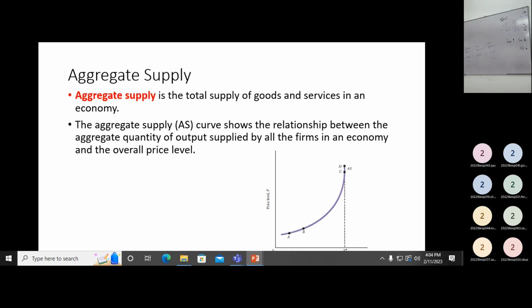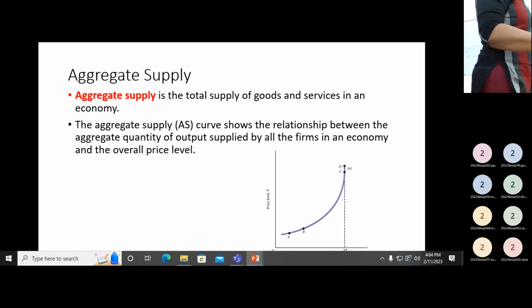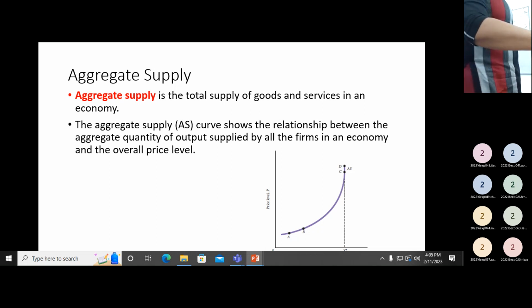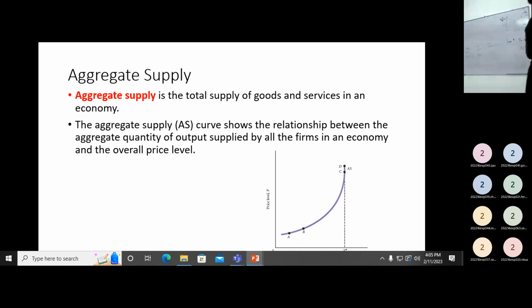Okay, now let's look at aggregate supply. Similar to aggregate demand, aggregate supply is the total supply of goods and services in the economy, right? So the aggregate supply curve shows the relationship between the aggregate quantity of output supplied by all firms in an economy and the overall price level. You can see the aggregate supply curve is drawn by taking price levels in the economy on the x-axis and output on the y-axis, right? So it's a positive curve, right?